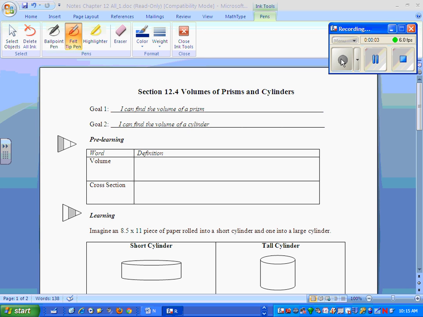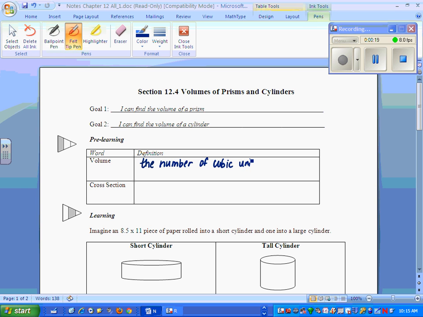Alrighty, today we'll start section 12.4, volumes of prisms and cylinders. The definition of volume is the number of cubic units that can fit inside a solid. Okay, so if I were to draw a cube, I'm basically answering the question, how many tiny little cubes can fit inside this solid?